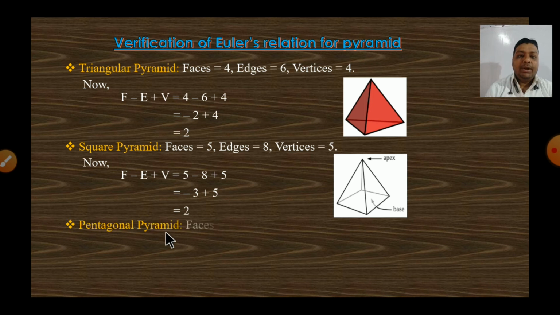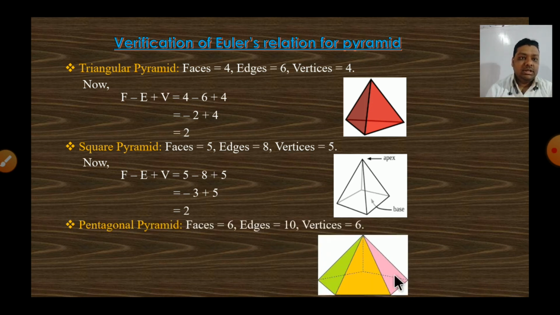Now pentagonal pyramid. The faces are 6, edges 10 and vertices 6. You can see this is a pentagonal pyramid here. So let's verify the equation. 6 minus 10 plus 6. 6 minus 10 is minus 4 and then plus 6, again 2. It means for any solid pyramids we have also proved Euler's formula.